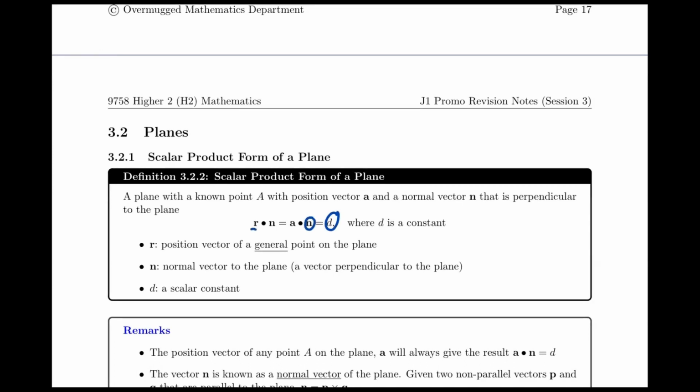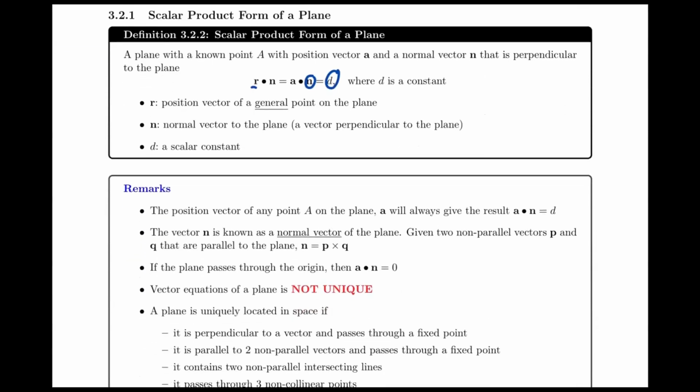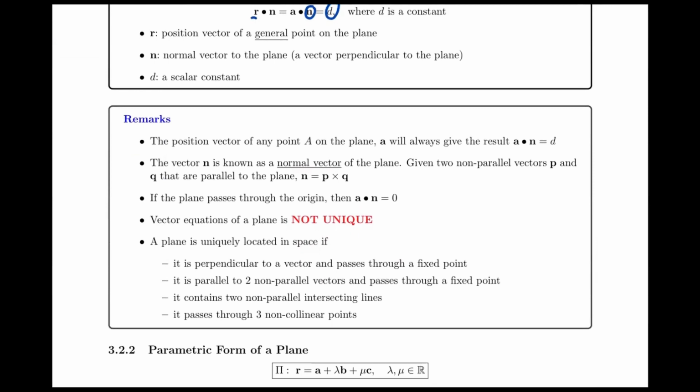So you need to find the normal vector in order for you to write down the equation of a plane. One thing that is important here, okay. If A dot N equals 0, it means that your plane passes through the origin. Okay. And this is important, this bullet point here.